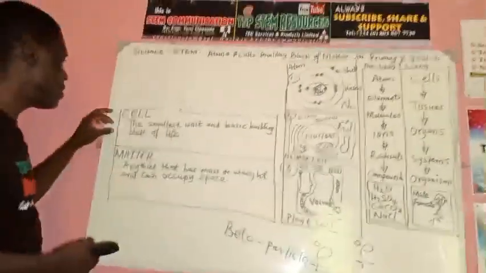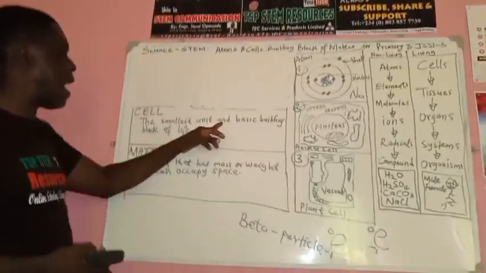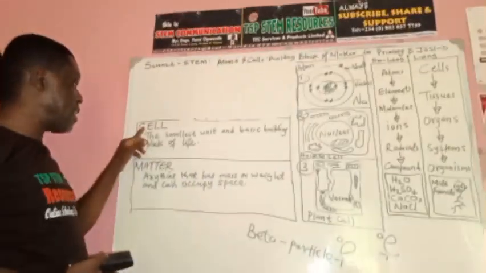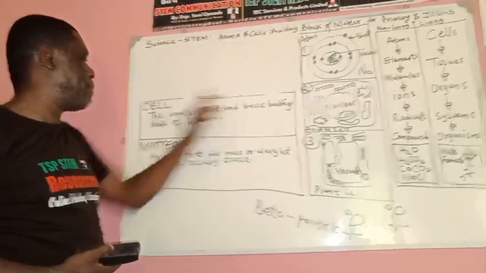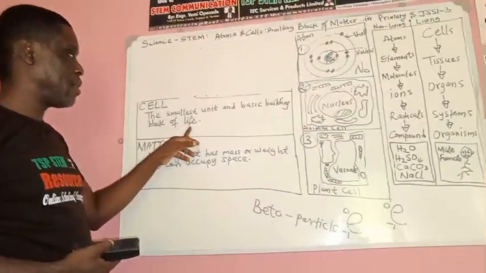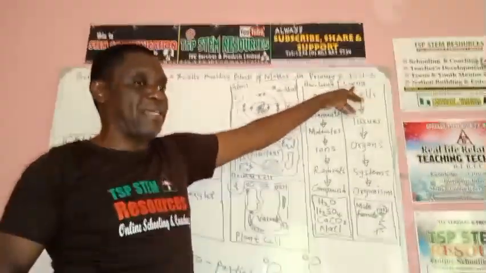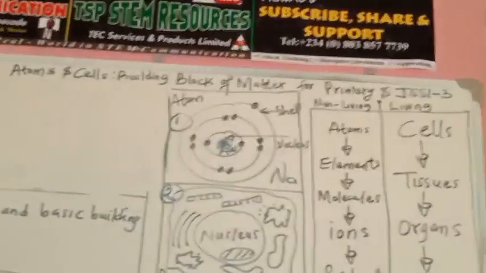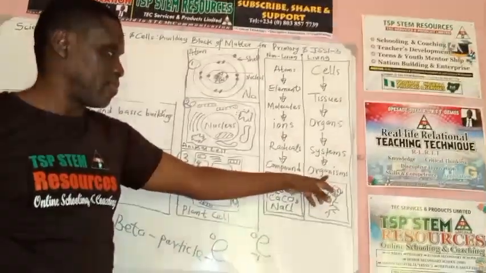Alright, now let's go to cell. What is a cell? A cell is the smallest unit and basic building block of life. A cell is a component of the living matter. It's a living matter, like plants and animals. It builds up into an organism.